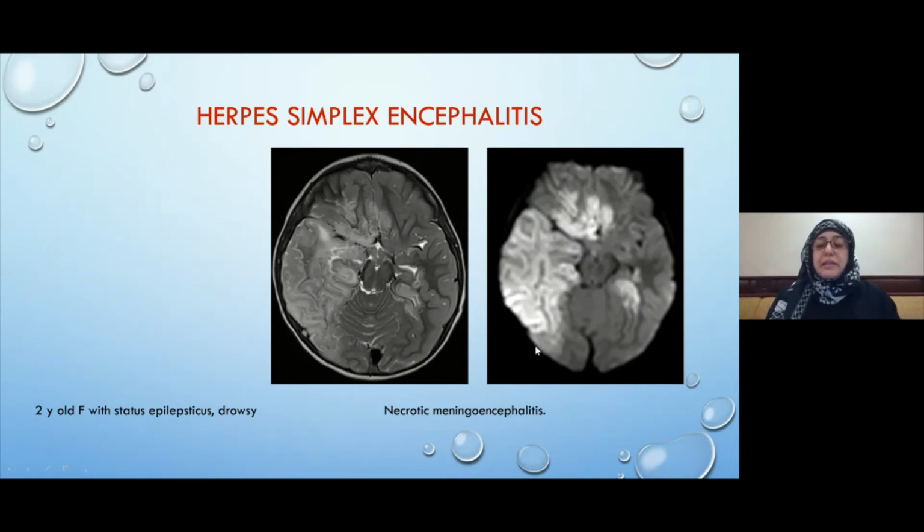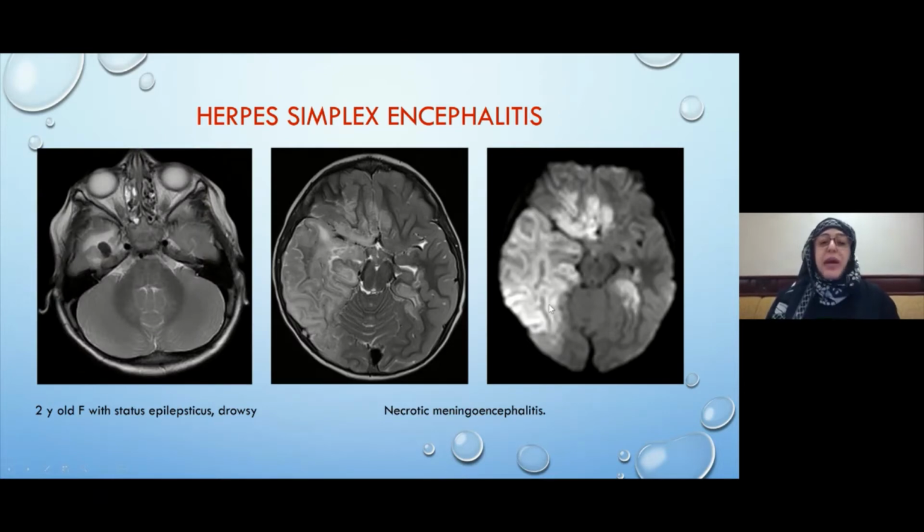A lot of these pathogens have a tendency to affect certain areas in the brain, similar to herpes simplex encephalitis, where the involvement is usually in the temporal lobe and limbic system. Sometimes it's bilateral, but it would be asymmetric. As we see here, the extent of the diffusion restriction indicates the extent of parenchymal necrosis. We have to realize that these viral infections can also cause vasculitis, and we can have some hemorrhagic transformations within these areas.